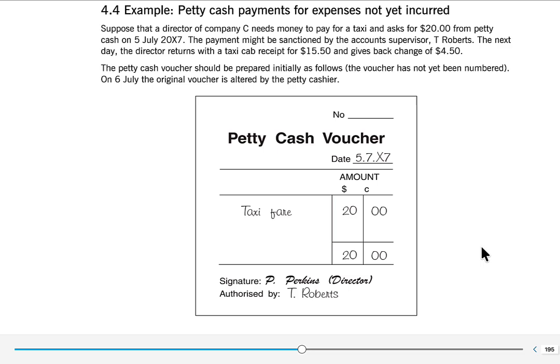Lesson 3. The voucher must be corrected when the receipt comes back. So the accounting system records the correct expense. The accounting system must record taxi fare of $15.50, not $20, because the $4.50 came back into the petty cash box. Very important exam-style sentence. In petty cash, the final expense is always the amount shown on the receipt, and any extra cash given out must be returned as change. That is exactly what this example is teaching you.